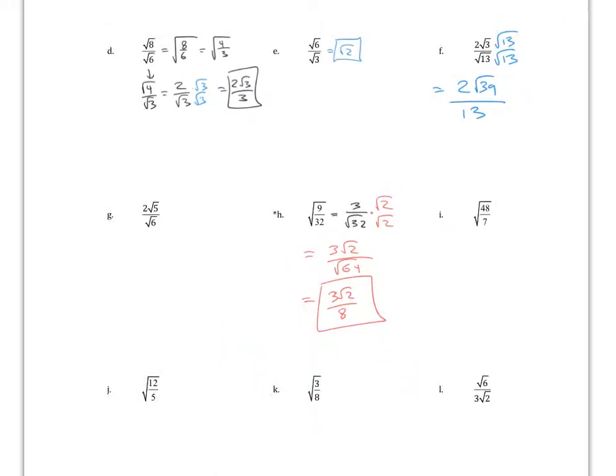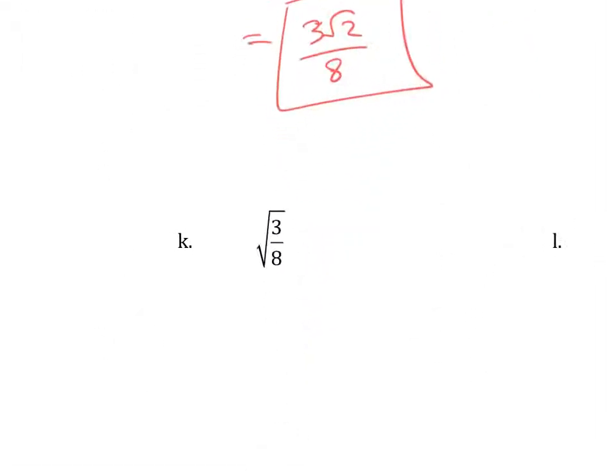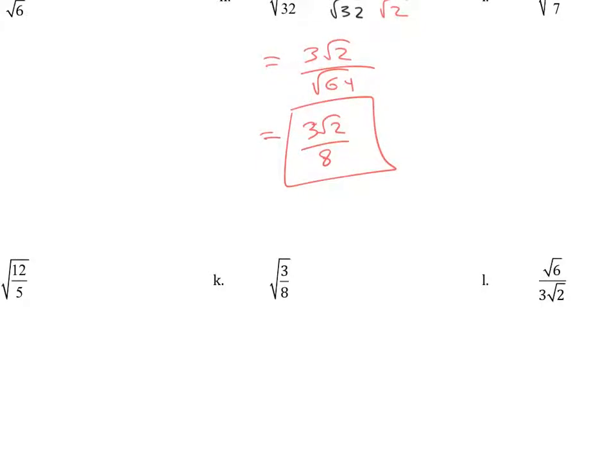All right, I said we would do K as well, so let's try K. Same idea. I have root 3 over 8. Let's make this root 3 over root 8. Okay, 8 can be made into 16 pretty easily, and 16 is a perfect square. So I'm going to go root 2 to the top and the bottom, and I'm going to get root 6 on top over root 16 on the bottom, which is 4. So it's root 6 over 4.